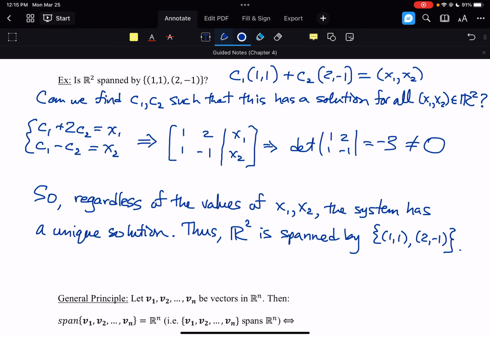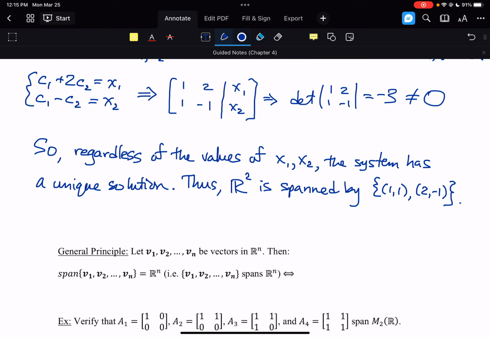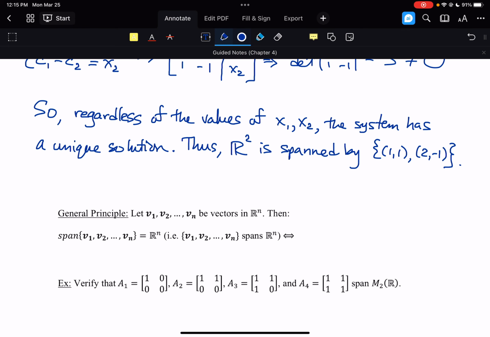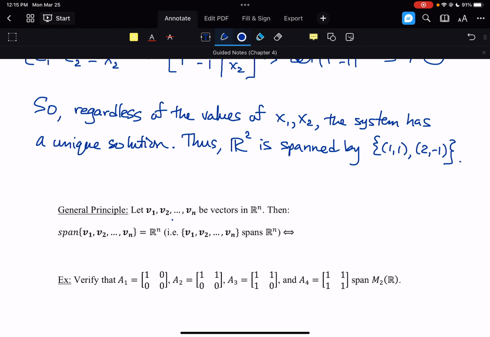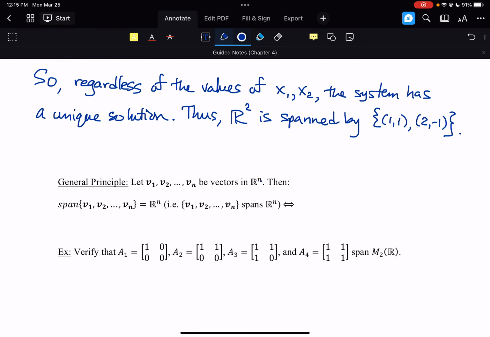Now, if you look at the examples that we've done so far, you might notice some patterns repeating in this process. We want to go ahead and formally state some of those. So we have a general principle here. If we have the vectors v1 through vn that are in Rn, then the span of those vectors equals Rn, or in other words, they span Rn. That's another way of writing that.